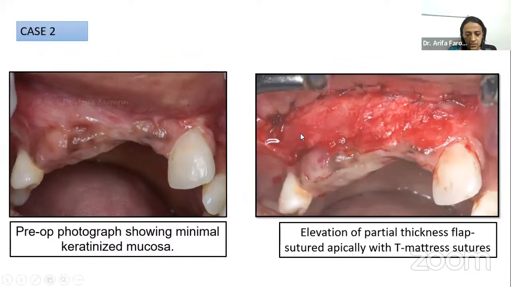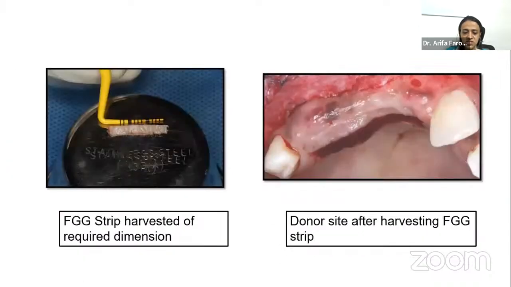The basic preparation of the recipient bed will remain the same. We just elevated a partial thickness flap and sutured it apically. Okay, with the help of a 15C blade, we made the partial thickness flap. It was elevated and sutured apically with the use of T-mattress sutures. Then the dimensions of this were measured.